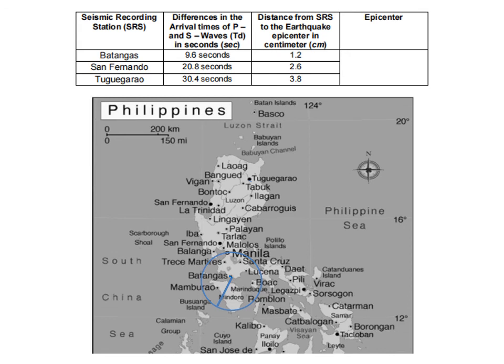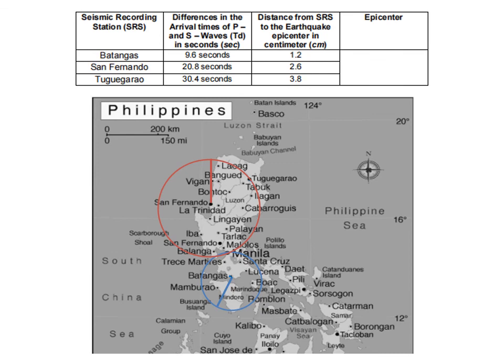After drawing a circle, we will proceed to the next station. So we have San Fernando. In San Fernando, the distance from the epicenter is about 2.6 centimeters. So again, you just need to measure 2.6 centimeters using your ruler. And after that, we are not sure if this particular epicenter is from the north, south, east, west, or northeast. So we need to draw a circle again. Okay, so now we have 2 circles.